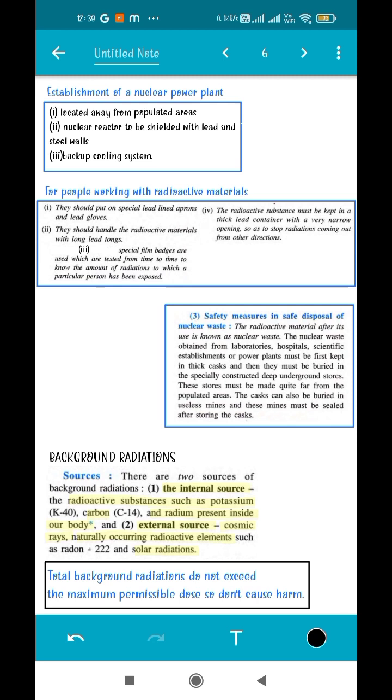Also from external sources, there is the cosmic radiation which is coming from space, then certain radioactive elements which are found naturally, and also the solar radiations, they also provide radiation. But these radiations are so low in intensity that they do not cause any harm to our body. So it's completely safe.